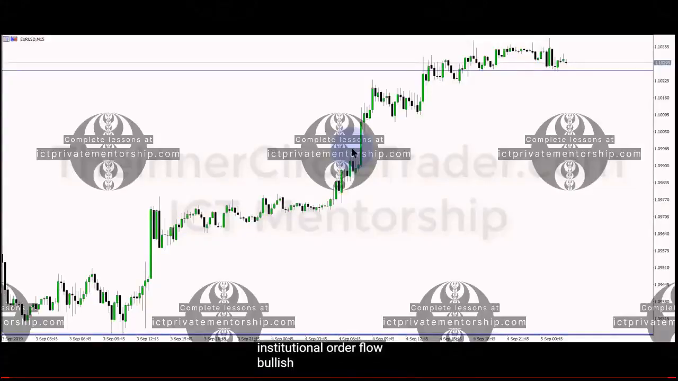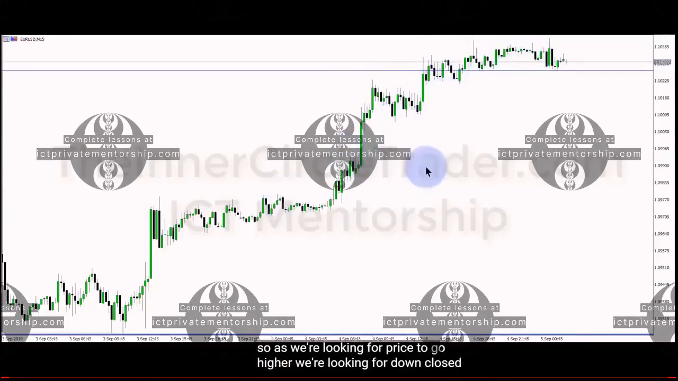So what is institutional order flow? Bullish. Down close candle, is it finding support? Yes. Down close candle, is it finding support? Yes, rallies. Down close candle, is it finding support? Yes. Does it rally? Yes. So as we're looking for price to go higher, we're looking for down close candles to act as support levels.